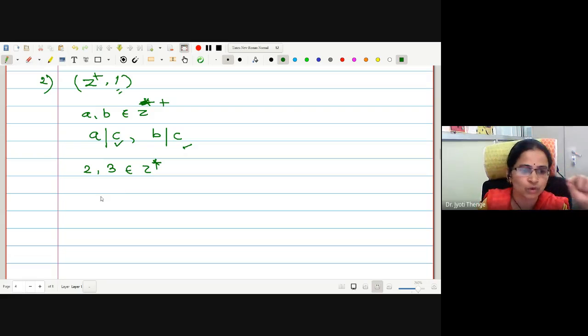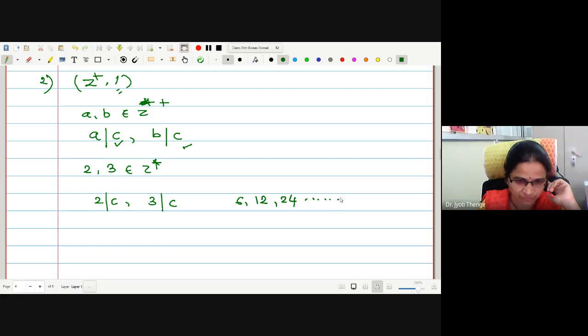What will be the least upper bound under divisibility? We want to find one element which is divisible by 2 and also divisible by 3. How many elements are there which are divisible by 2 and divisible by 3? Common multiples, you should tell me. 6, then 12. Correct? Is everyone following me or no? If all these are upper bounds, what is the least among them? 6. That is the least common multiple.